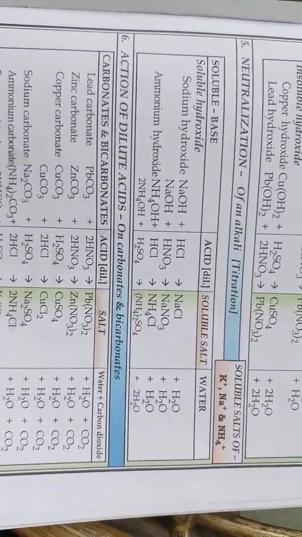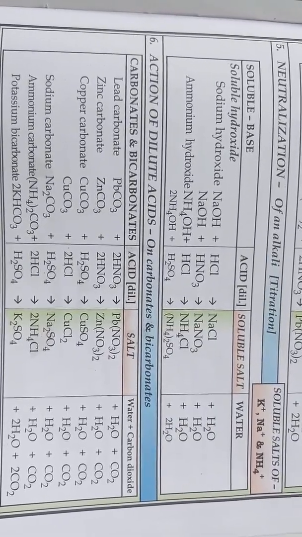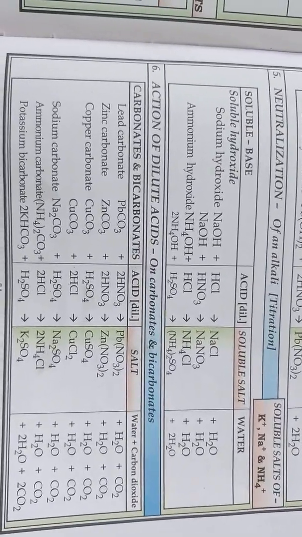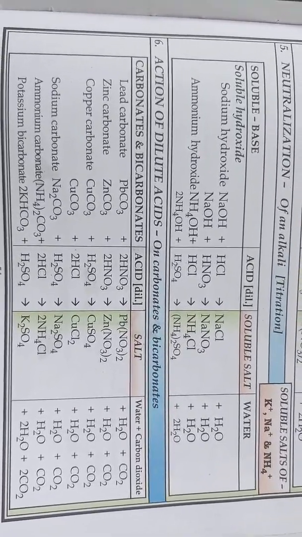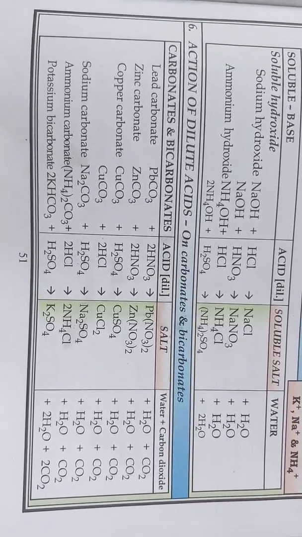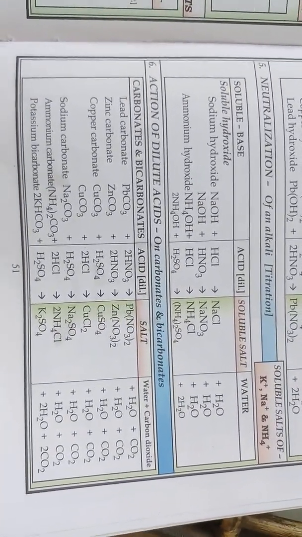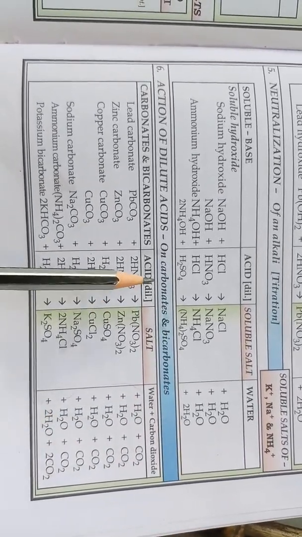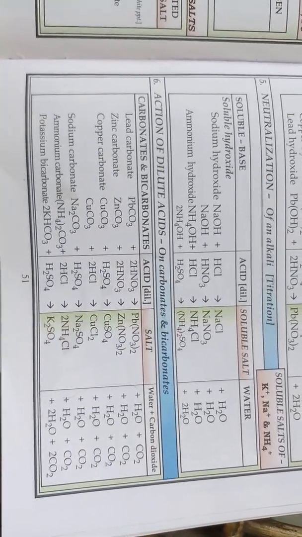With the alkali, in the titration, soluble bases we call alkali, NaOH, NH4OH, react with the acid and give you a soluble salt and water, right? Or action of dilute acids on carbonates or bicarbonates. Again, it gives you a salt, lead nitrate, zinc nitrate. But in this reaction, at the end, you receive the common products H2O and CO2, because we are treating the compound CO3 or HCO3, right? This is one method.